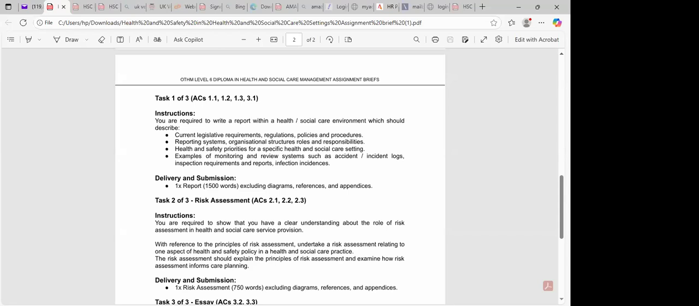And I explain about health and safety priorities in hospital settings. I explain about monitoring and review systems, and I just make sure all my points are very clear and precise. Amazing. But it says your report should be no more than 1,500 words, excluding diagrams, references, and appendices. Is that what you did?